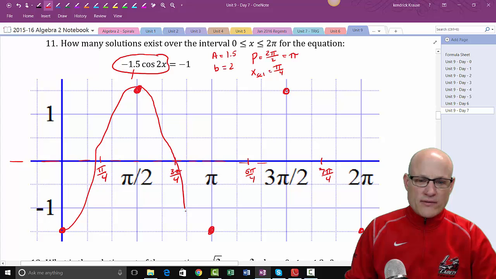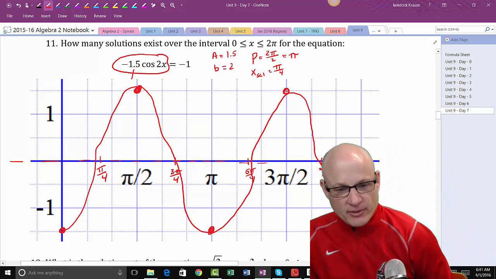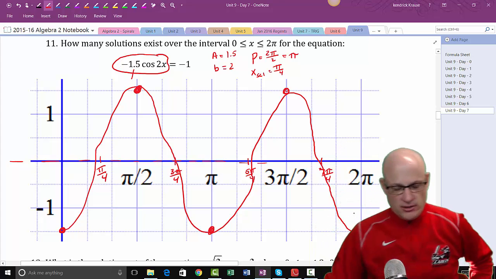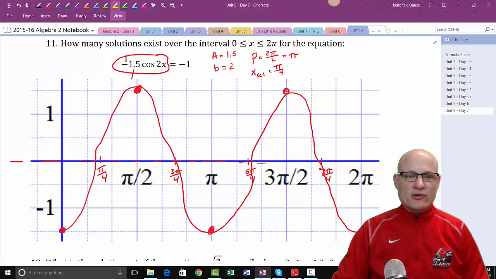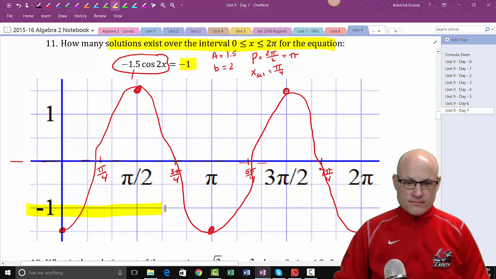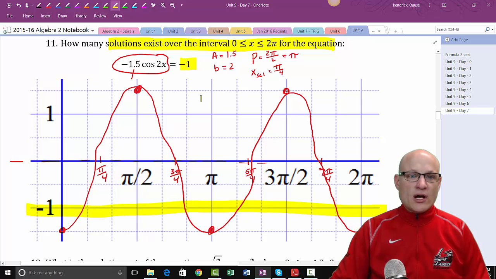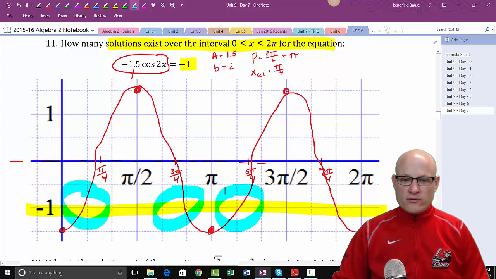so you should have graphed something. Hopefully that wasn't, seriously, there's just coffee in my coffee mug, not anything else. I mean, look at that curve. That's awful. The question says, how many solutions exist over this interval where it equals -1? Well, here's -1. So how many solutions? 1, 2, 3, 4. The answer is 4. Moving on.